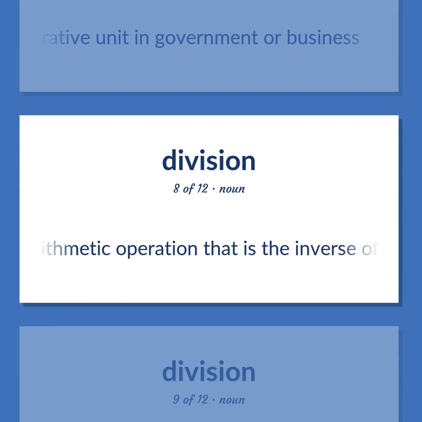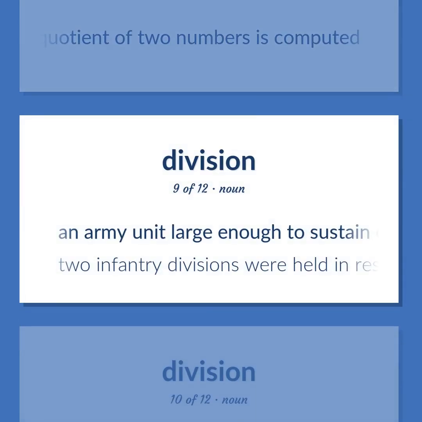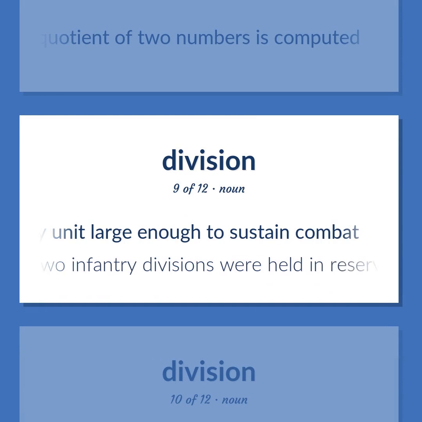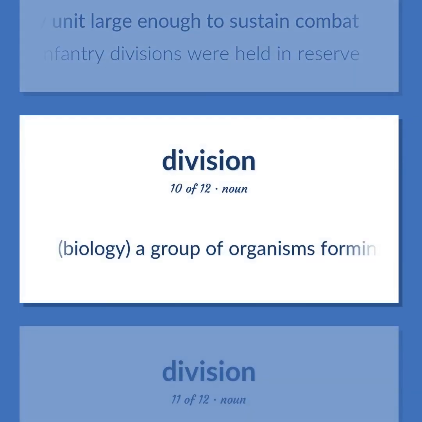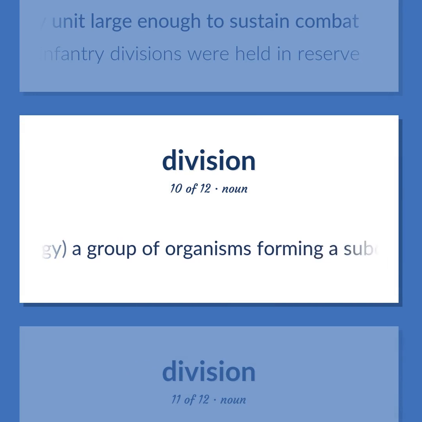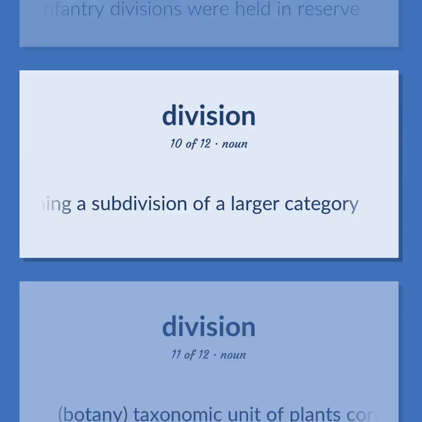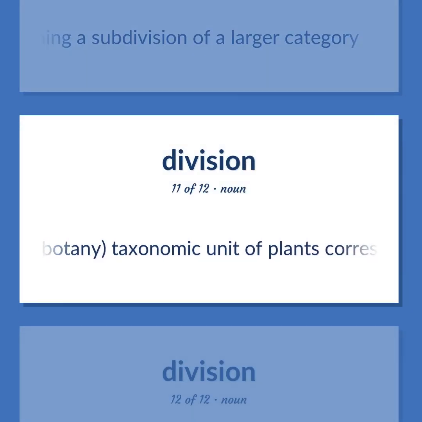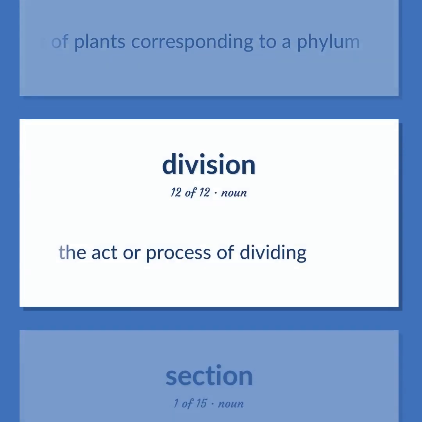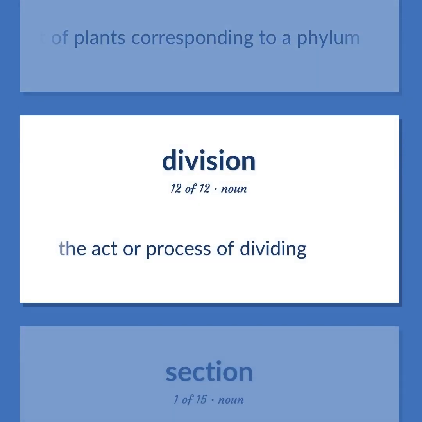An arithmetic operation that is the inverse of multiplication, the quotient of 2 numbers as computed. An army unit large enough to sustain combat. 2 infantry divisions were held in reserve. Biology. A group of organisms forming a subdivision of a larger category. Botany. Taxonomic unit of plants corresponding to a phylum. The act or process of dividing.